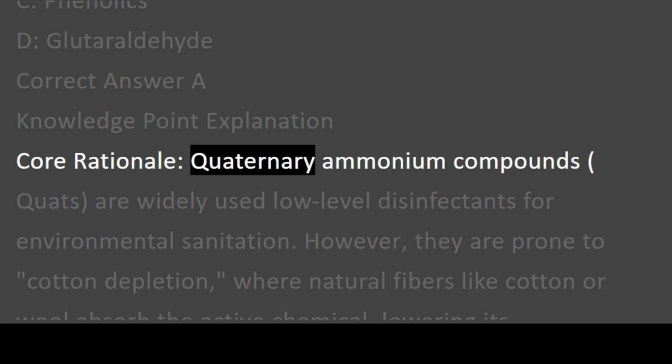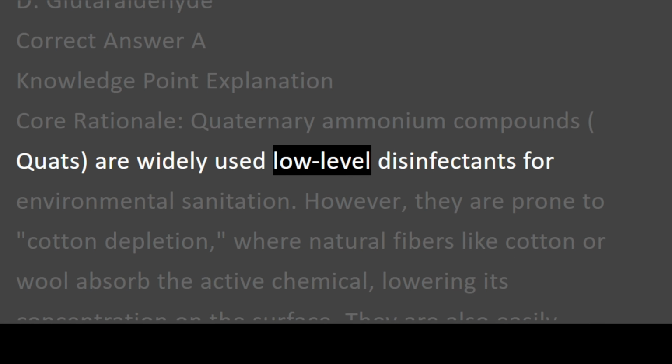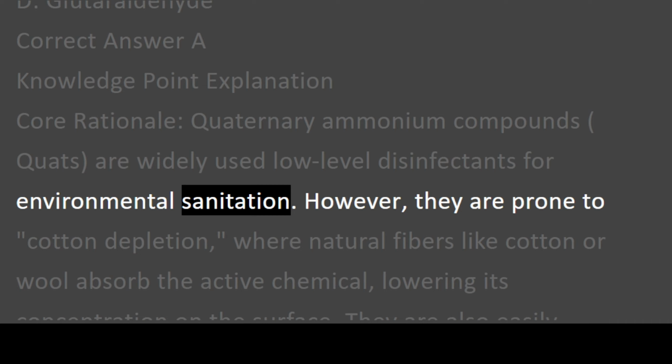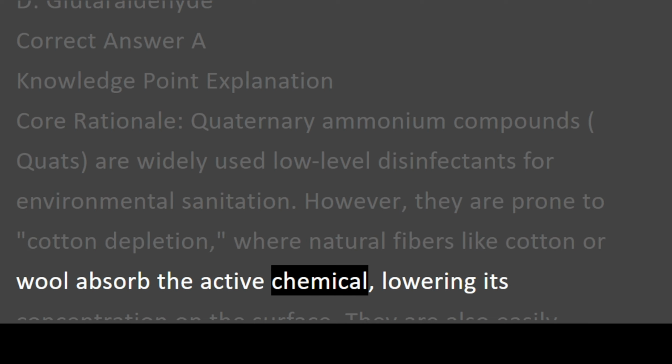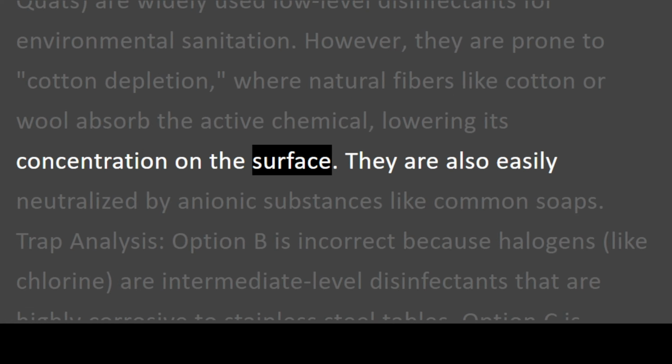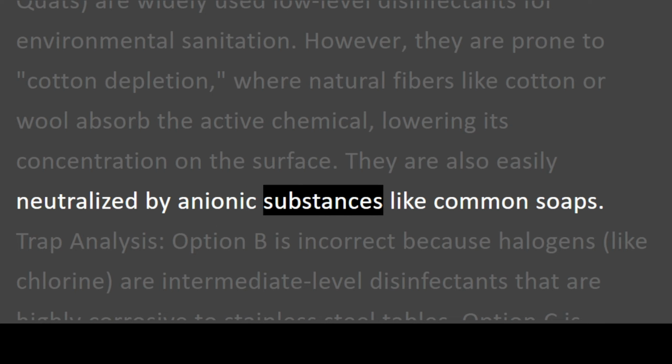Core rationale. Quaternary ammonium compounds, quats, are widely used low-level disinfectants for environmental sanitation. However, they are prone to cotton depletion, where natural fibers like cotton or wool absorb the active chemical, lowering its concentration on the surface. They are also easily neutralized by anionic substances like common soaps.